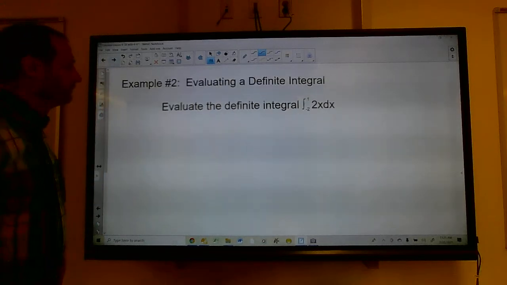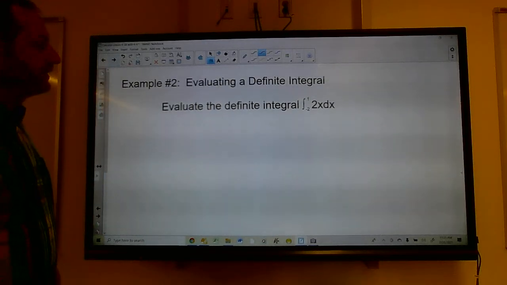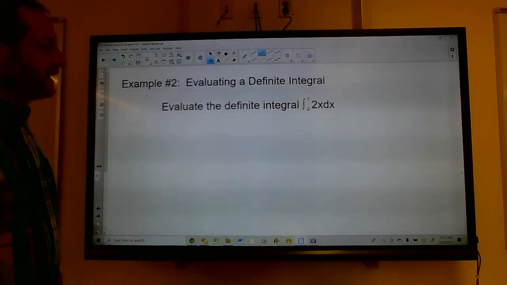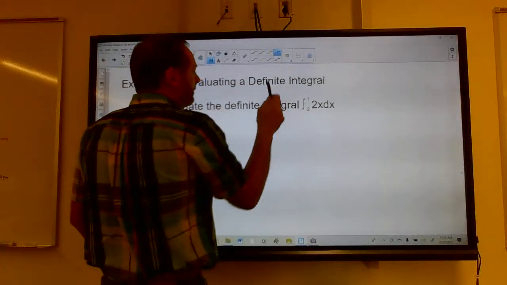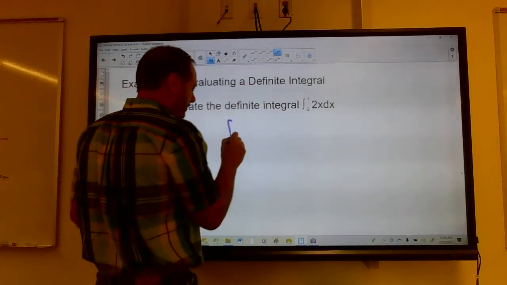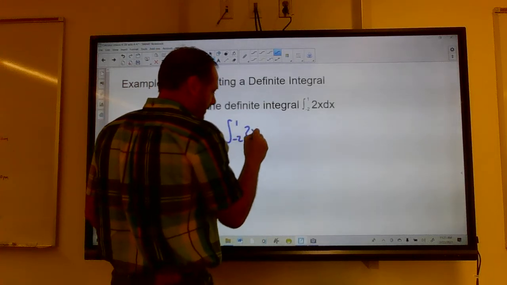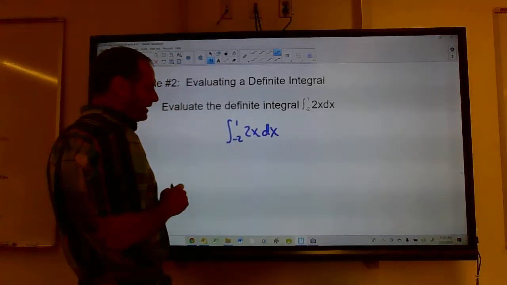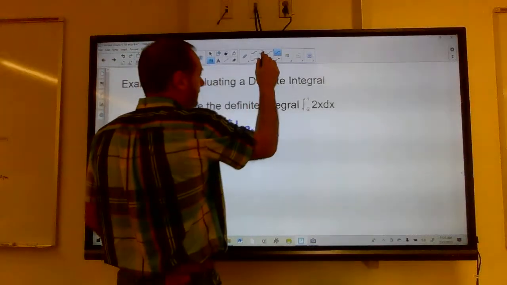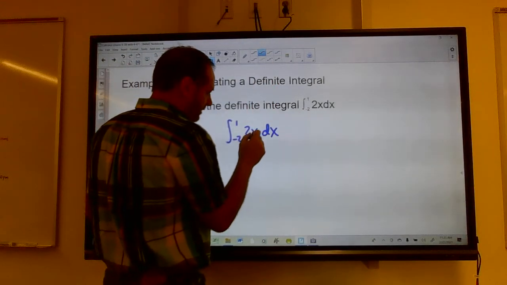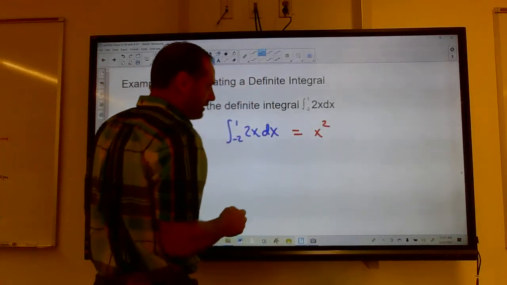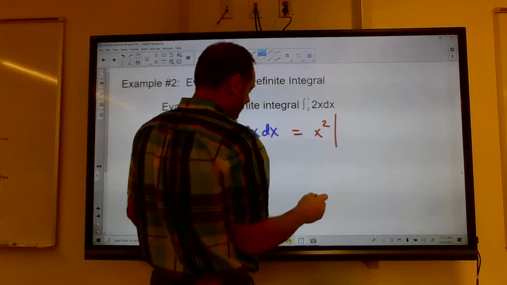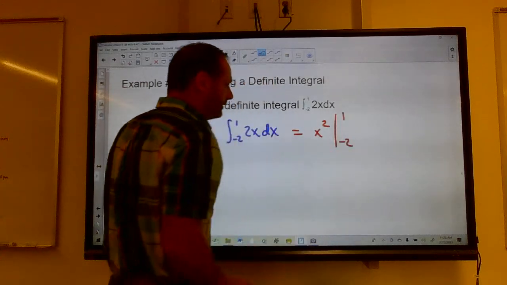So let's look at one. Evaluate the definite integral from -2 to 1 of 2x dx. The first thing we're going to do is rewrite this so it's a little easier to read. Here's my integral. I'm going to integrate this part right here for now. The integral of 2x, you probably already know, is x squared. And instead of adding a plus c, we're going to evaluate it from -2 to 1.